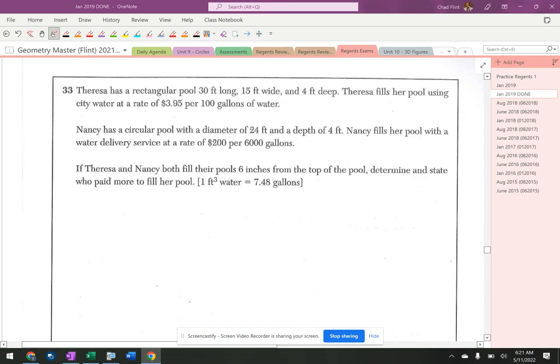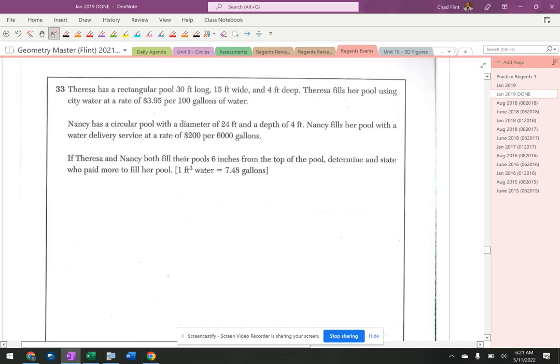All right, so these are just ugly, ugly problems in terms of the length of them. Whenever you see something that's talking about filling something up with water and it's got all this money and stuff in it, it's going to be a little bit of a pain.